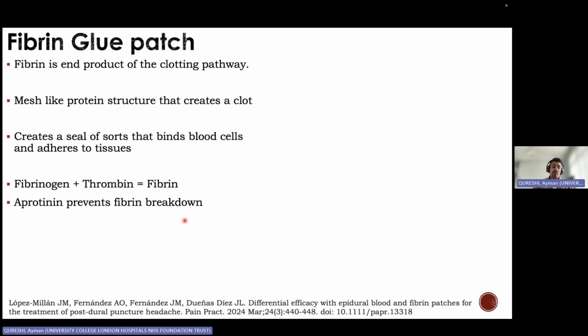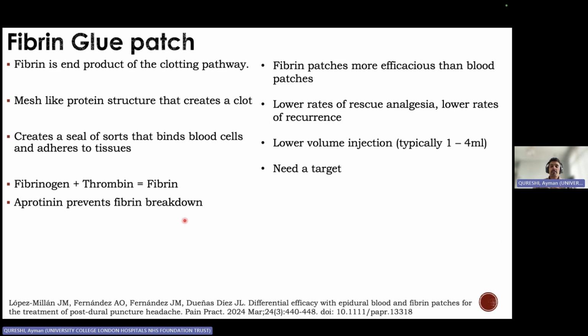But in our line, where we're trying to do fibrin patches, we would inject a small amount of this fibrin glue in an area where we think, or have confirmed, the leak is, to create a little seal. And this has been found to be more efficacious than blood patches alone when they were compared.